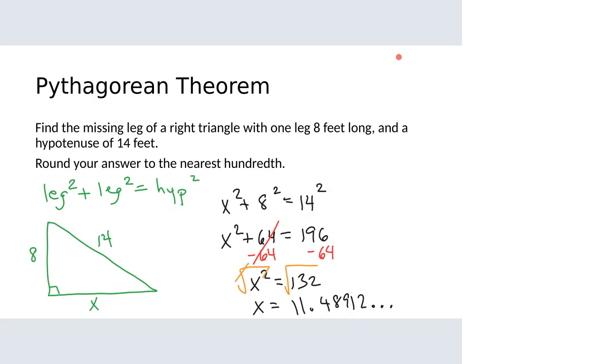In this one, I was told to round to the nearest hundredth. So I'll find the hundredths place and look one space to the right. That's 5 or bigger, so we're going to round this up to 11.49. So what is the length of this leg down here? 11.49. It would be feet, but you wouldn't include feet with your answer on the exam.